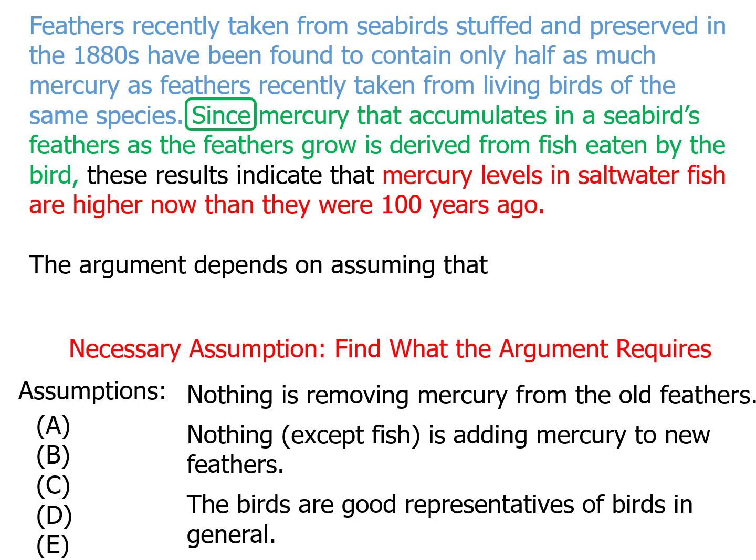The other assumption that this argument has is that the birds in question are good representatives of birds of their species. There's nothing special about the birds that they stuffed, or nothing special about the birds today that would mean that they aren't very good test subjects for this kind of study. So now that we know what the assumptions are, we go into the answer choices looking for one of them. Answer choice A.